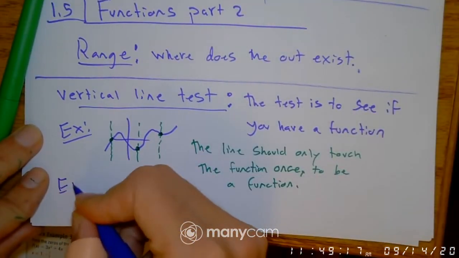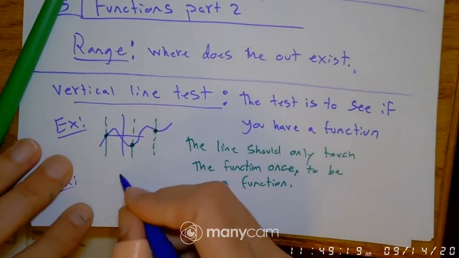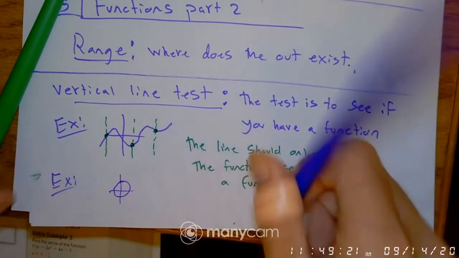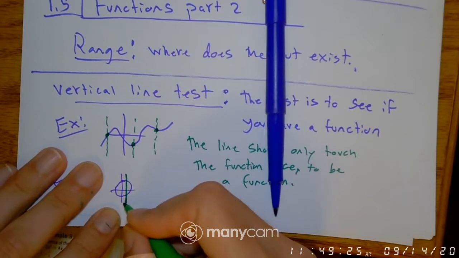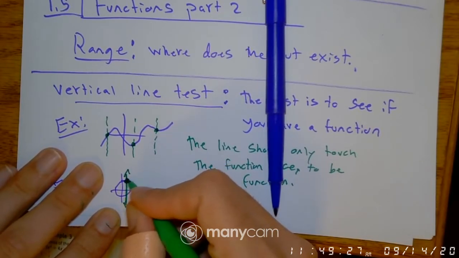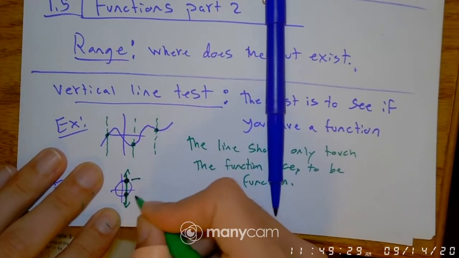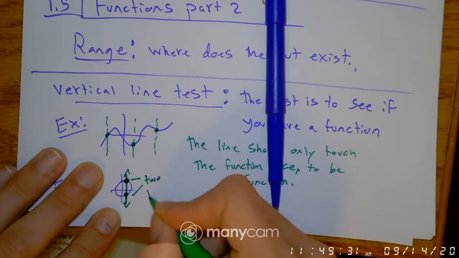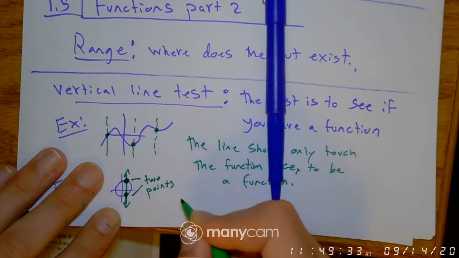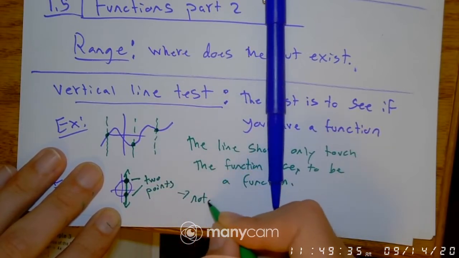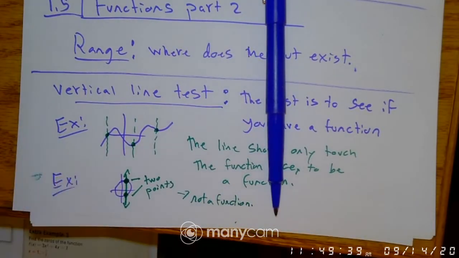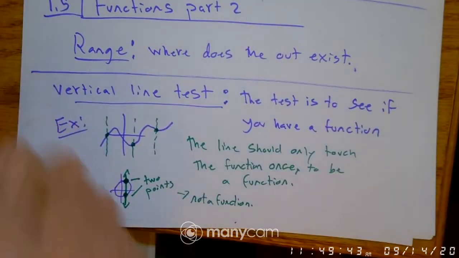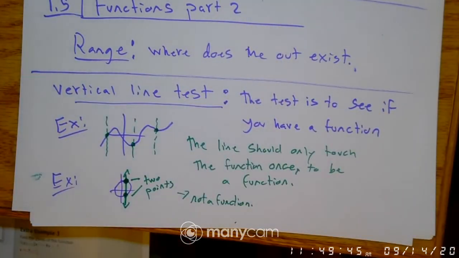Another example, we've already talked about this a little bit, is a circle, right? So if I try the vertical line test, it might work at 2 points, but if I look here, boom, boom, 2 points, not a function. Okay? 2 points, not a function. Are we doing okay with that, guys? Vertical line test?